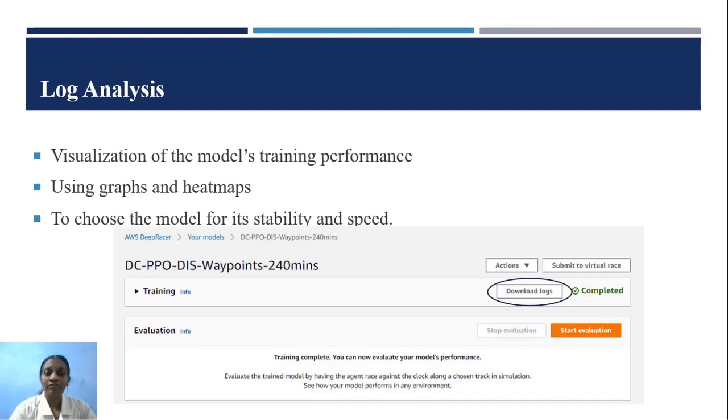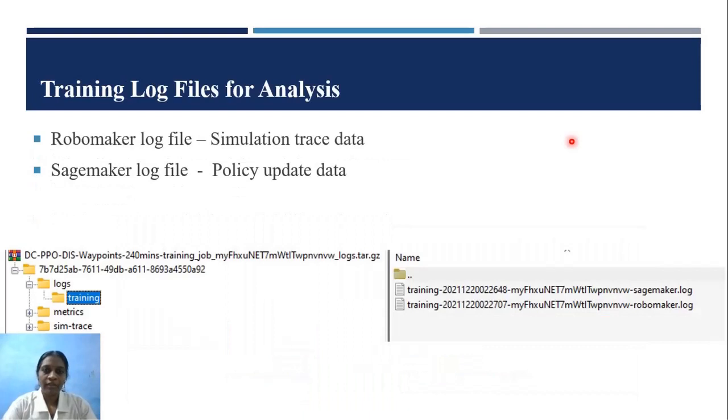From where will the log be taken? The log file will be available in your DeepRacer console. After the training phase has been completed, you will have a button called download log in an enabled position. When you press this download log, you will receive the log file in a compressed file format. This compressed file consists of a folder called logs.